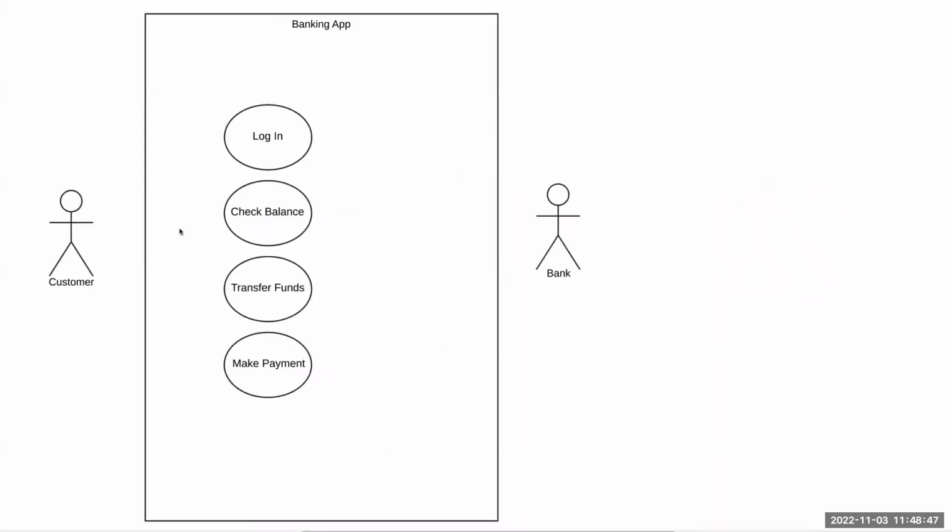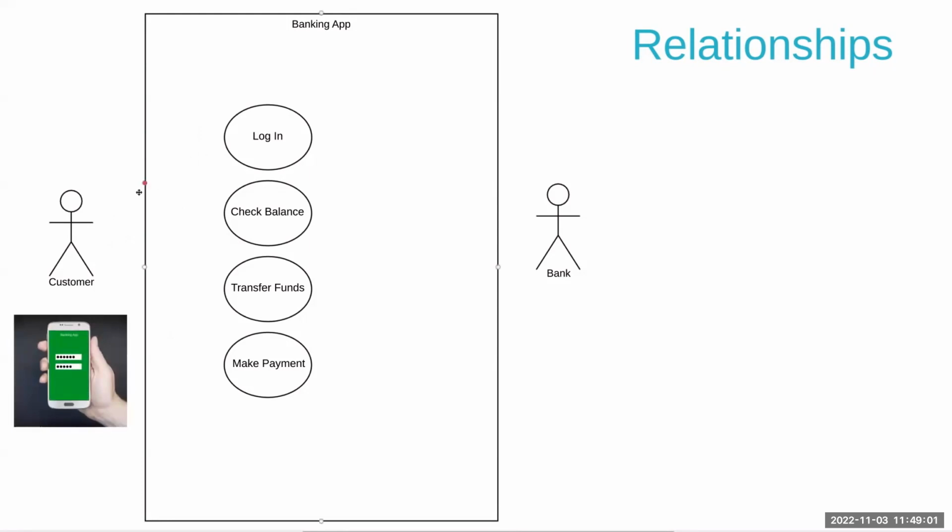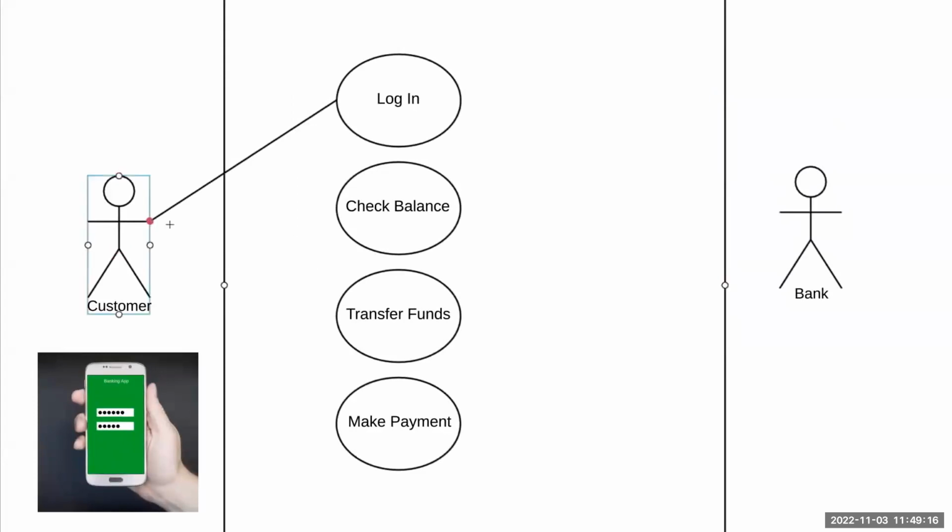The final element in use case diagrams are relationships. An actor, by definition, is using our system to achieve a goal. So each actor has to interact with at least one of the use cases within our system. In our example, a customer is going to log into our banking app. So we draw a solid line between the actor and the use case to show this relationship. This type of relationship is called an association, and it just signifies a basic communication or interaction. A customer is going to interact with the rest of these use cases as well. They're going to check balance, transfer funds, and make payment, so we'll draw solid lines out to each of those as well.